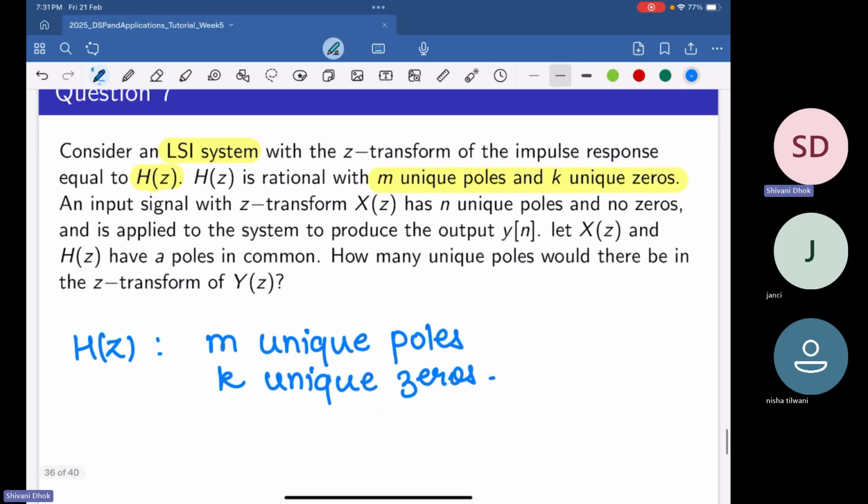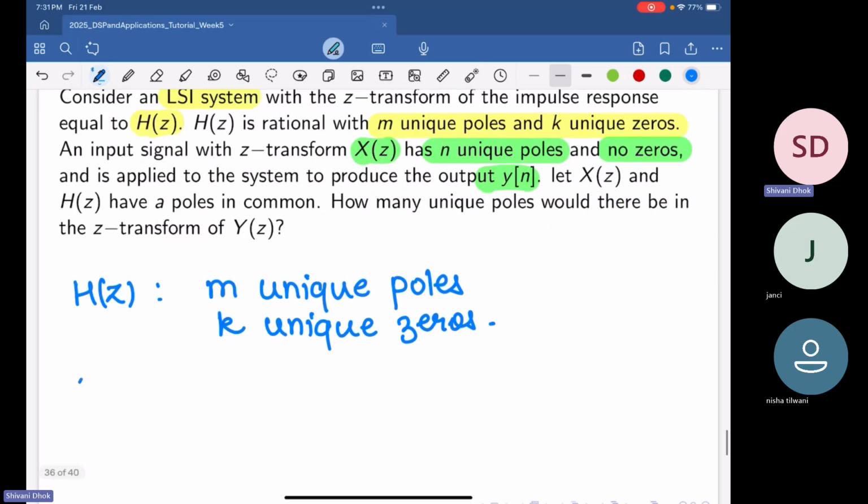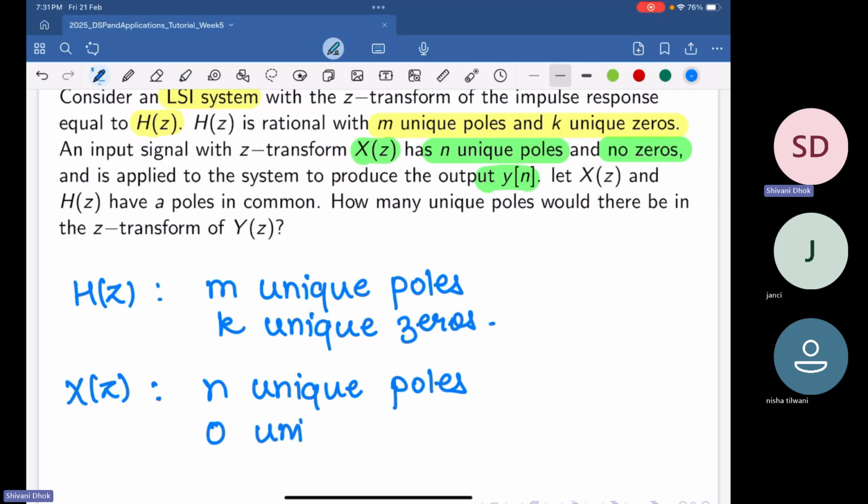Then it is said that an input signal with Z transform X of Z that has n unique poles and no zeros is applied to get the output y of n. So we have X of Z, which is Z transform of the input. This has n unique poles and 0 unique zeros.